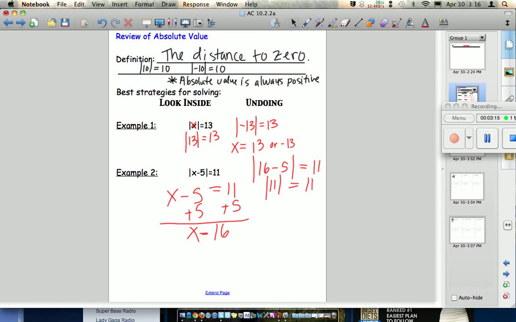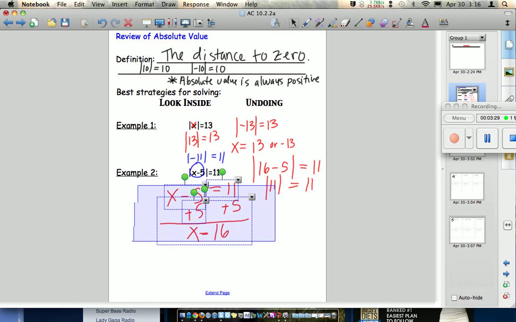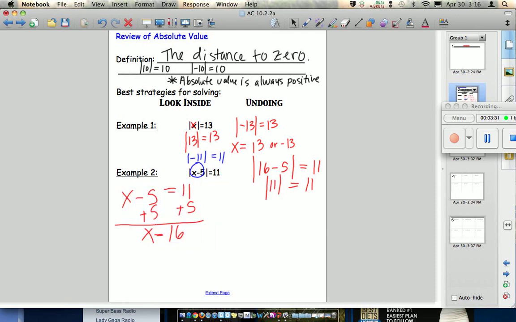But remember, there's another way to get 11. If the inside here was negative 11, the absolute value of negative 11 would also give you 11. So I could also solve the equation x minus 5 equals negative 11. Because if the inside was negative 11, I would get an answer of 11 on the outside, because the absolute value of negative 11 is 11. So let's see, I'm going to solve this equation now. I'm going to add 5, and I get x equals negative 6.